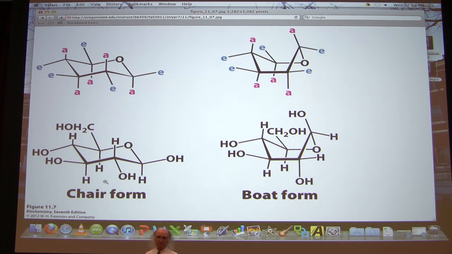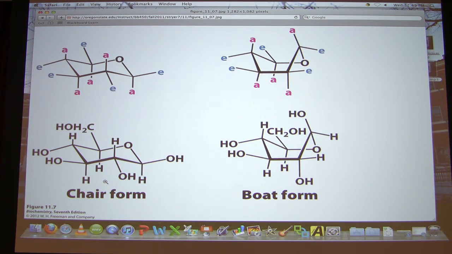Yes, Connie? When you say the chair form is favored, do you mean in all cases or just in this particular case? In general, when you can arrange things away from each other, you're going to be better off. But I'm just illustrating this as one example to show you how a boat versus a chair form might be favored structure. Yes, sir? Will we need to put these in chair or boat form on the exam? Will we need to draw a chair or boat form on the exam and get all these axial and so forth? The answer is no. I think that's kind of busy work. But I think you should certainly know what a chair form is. And I think you should know what a boat form is and why one versus the other might be favored.